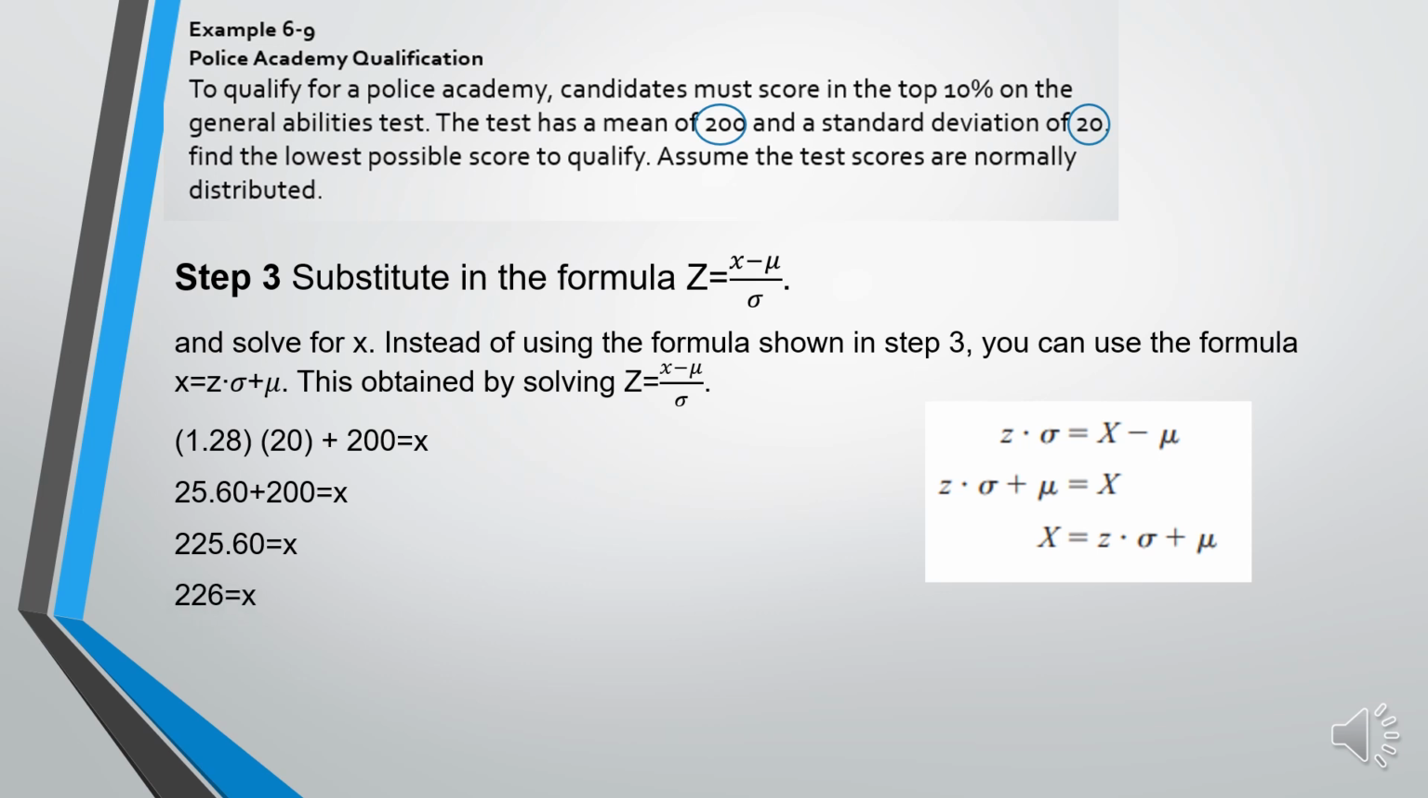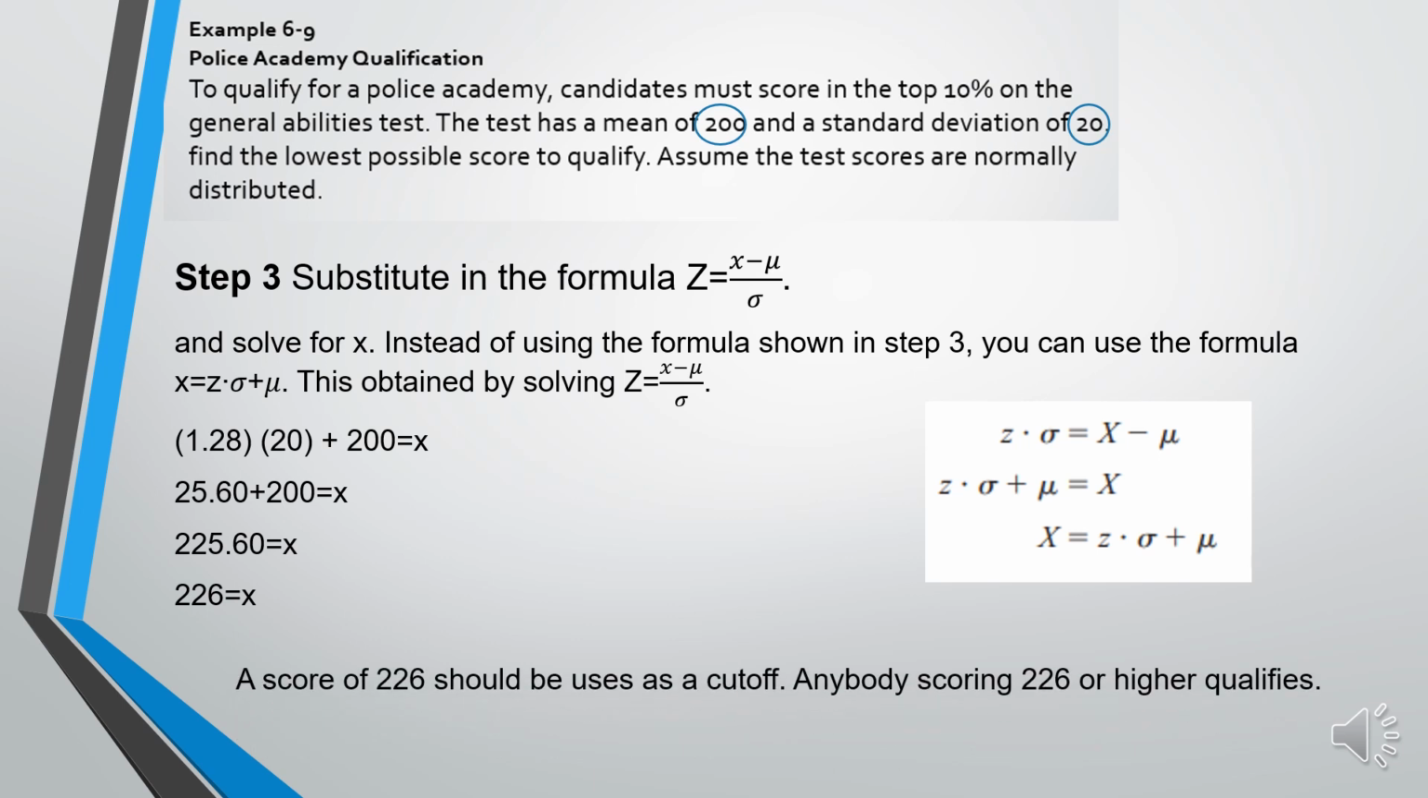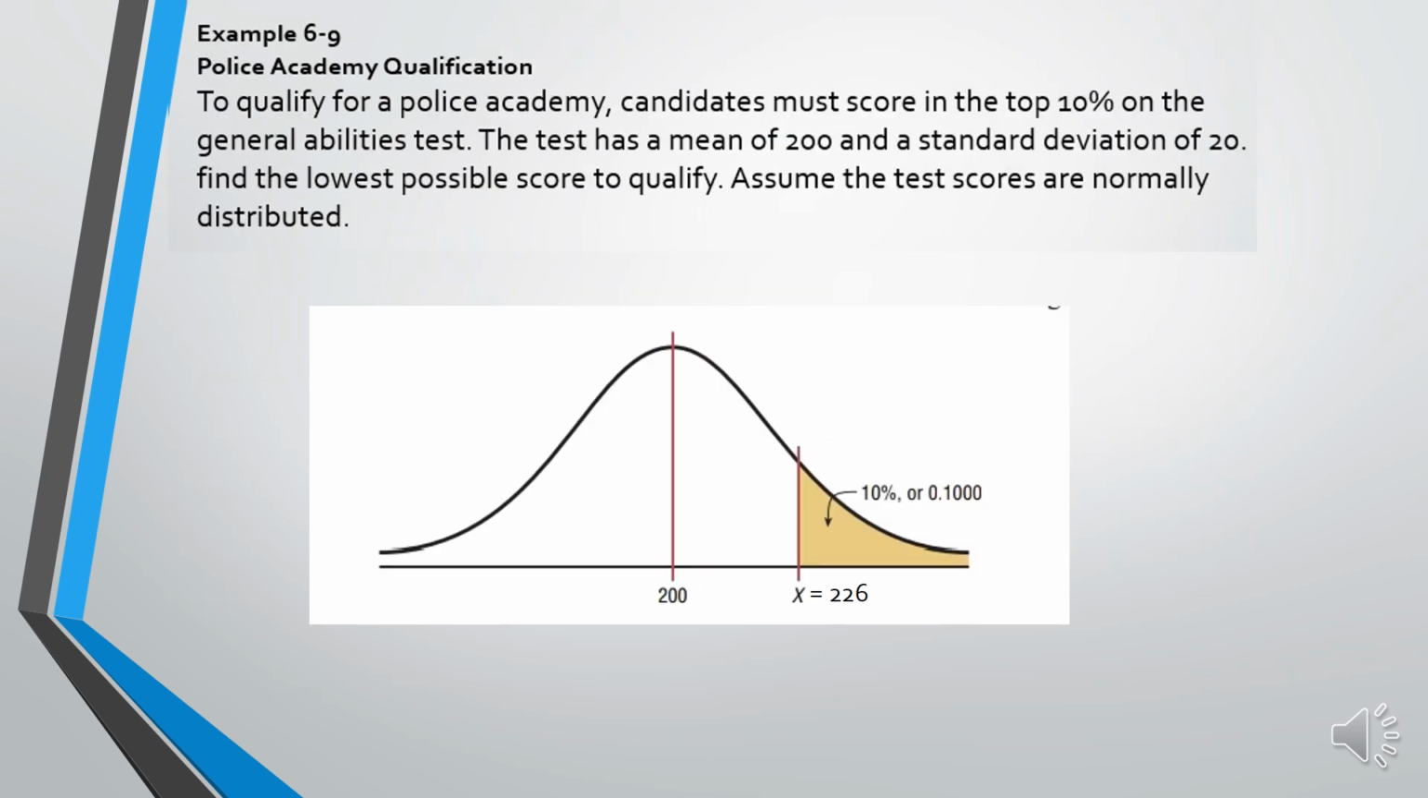And now the value of x is equal to 226 by rounding up 225.60. And now, a score of 226 should be used as a cutoff. Anybody scoring 226 or higher qualifies. So now, the lowest possible score to qualify is 226.